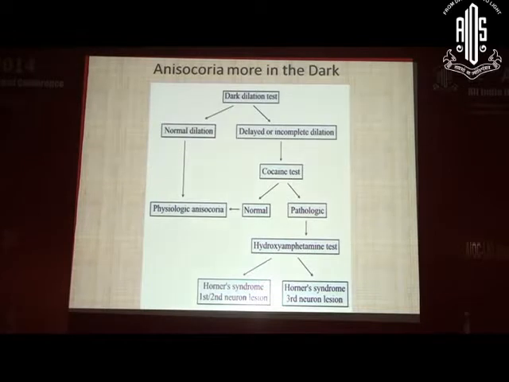Now let's come to efferent pupillary disorders. Anisocoria, which is more in the dark. This is a textbook description which cannot be used clinically. We don't have cocaine. If you do cocaine test and you get it positive, it is Horner's syndrome. And if you do hydroxyamphetamine test, you get the site of the lesion.